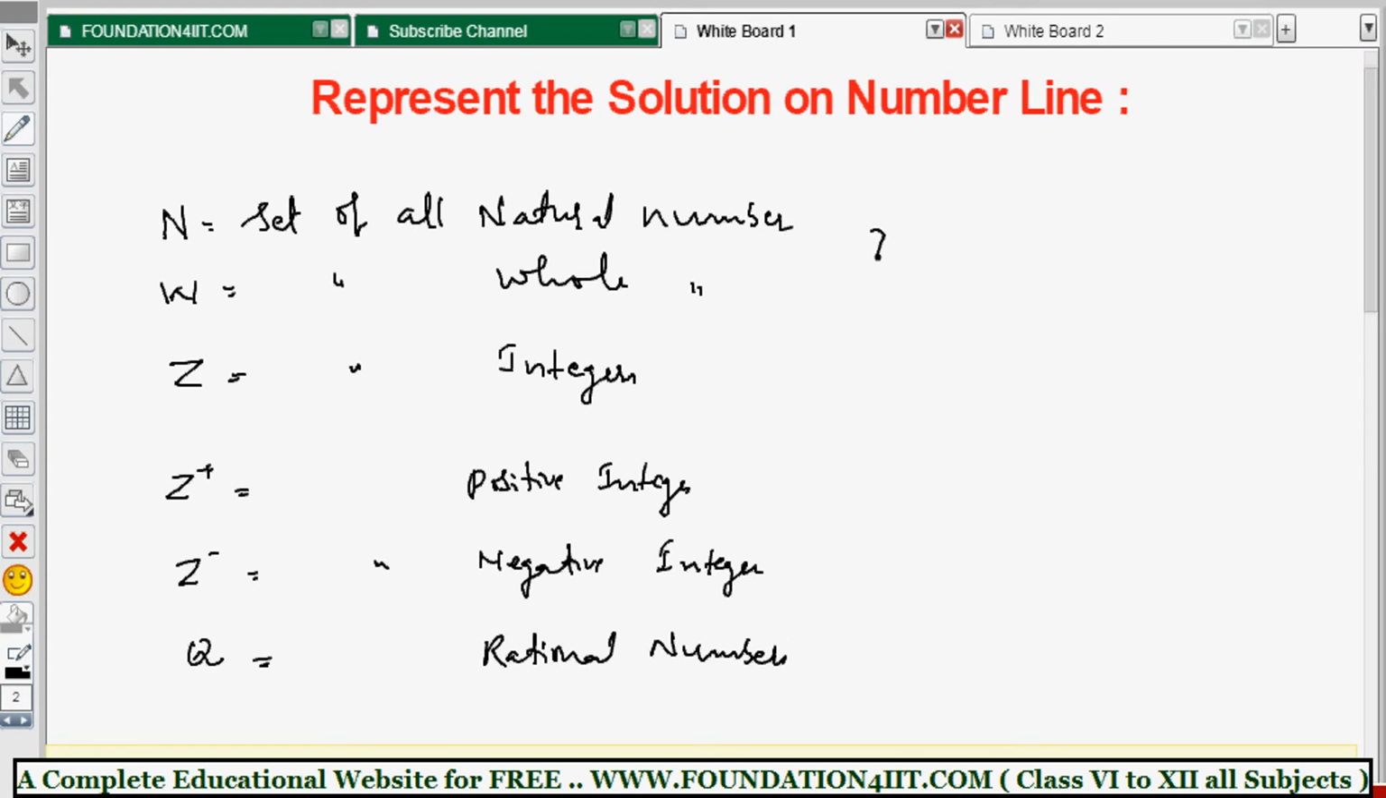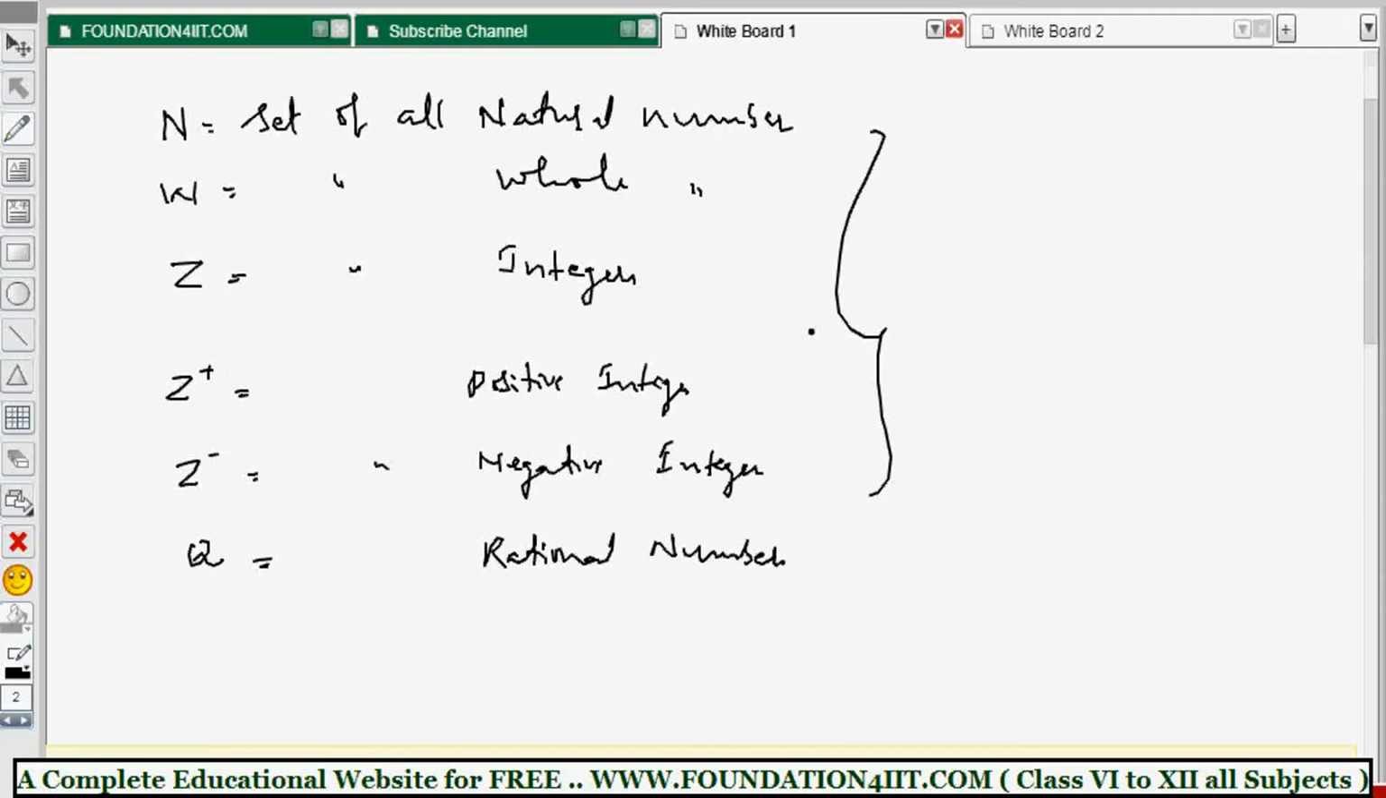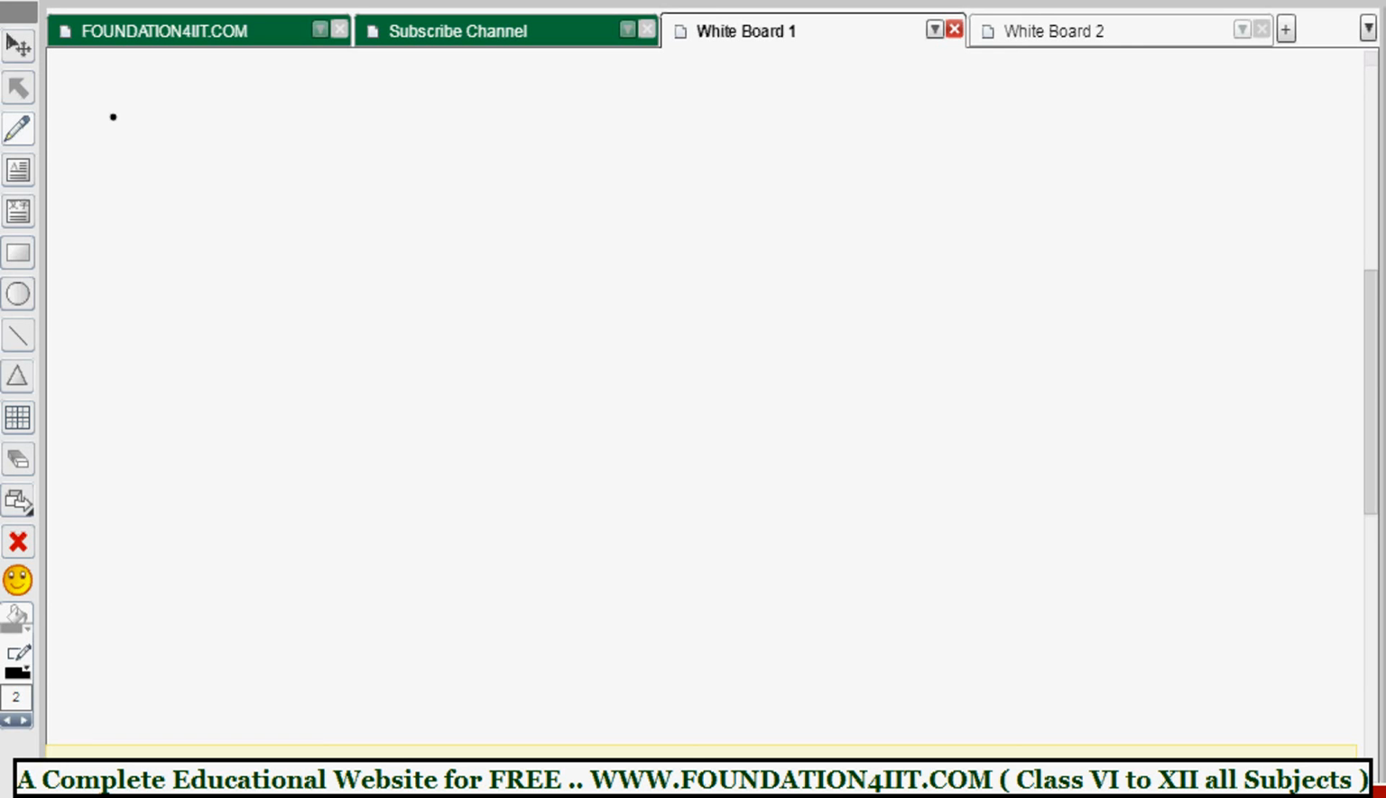These notations will apply in solving and representing the solution on a number line. Let me show you one question here. First problem: find the solution set of 3x plus 4 less than 15, and x belongs to capital N. So x belongs to natural numbers. They'll mention it like this, so we need to understand what N, W, Z, Z plus, Z minus and Q are. N is the natural numbers; all the natural numbers are the universal set, and from this you need to find only the solution set that we should represent on the number line.